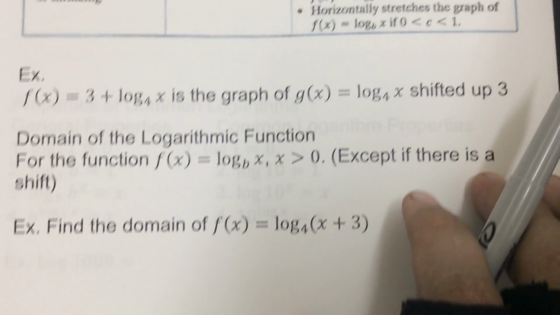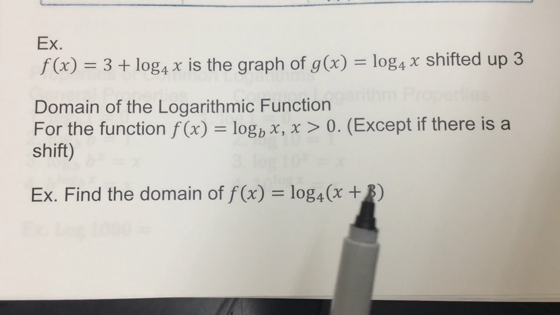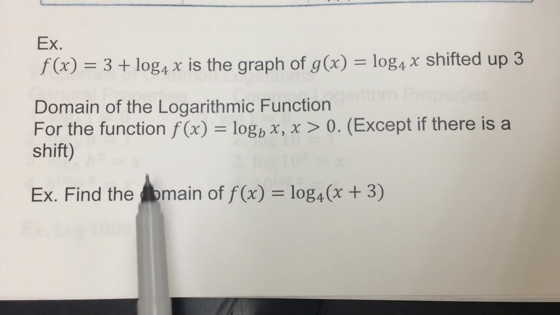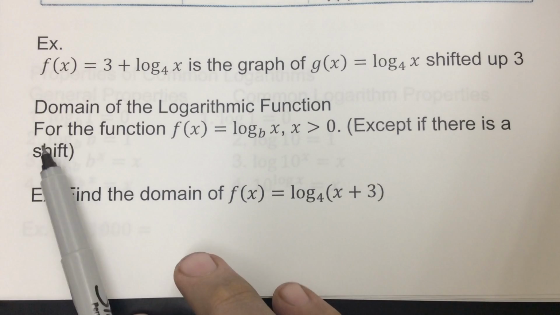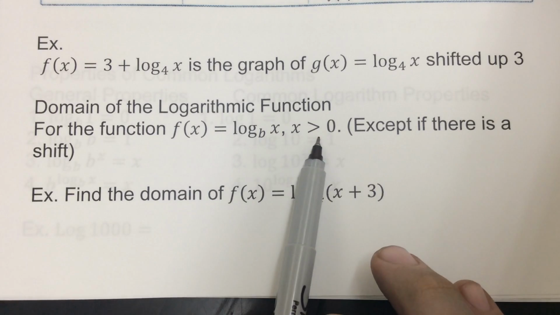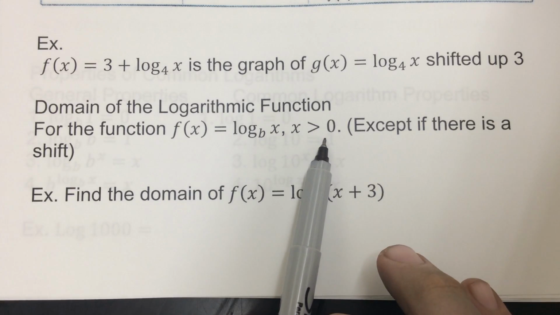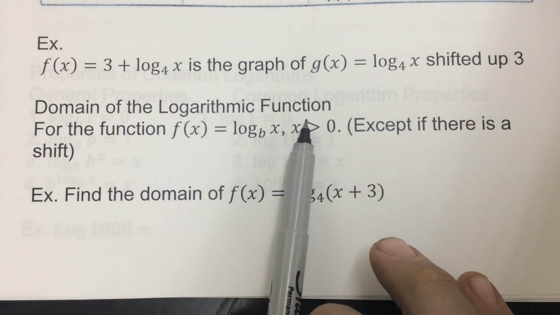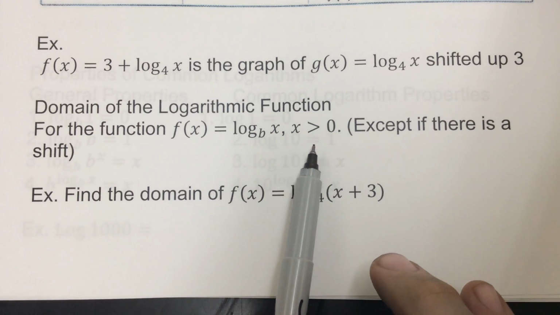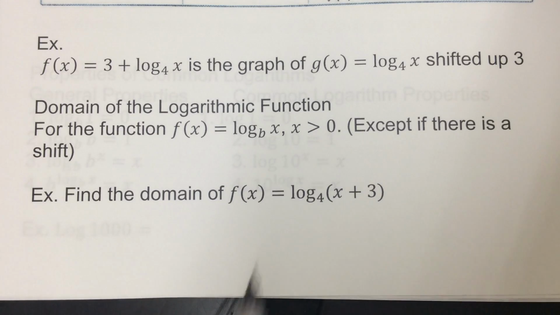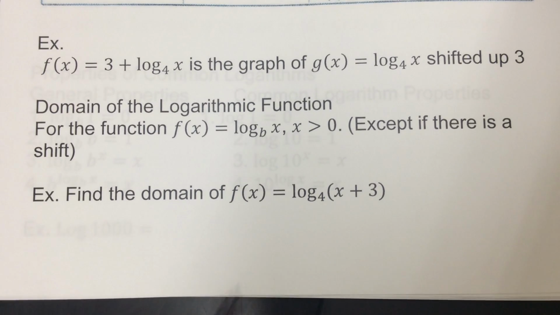As far as domain goes, you might have noticed we're never going to cross that y-axis. So in this case, your domain is going to be all positive reals, so everything greater than 0. But its range could be anything, all reals.